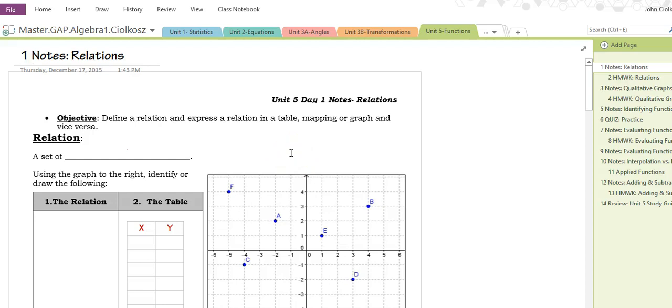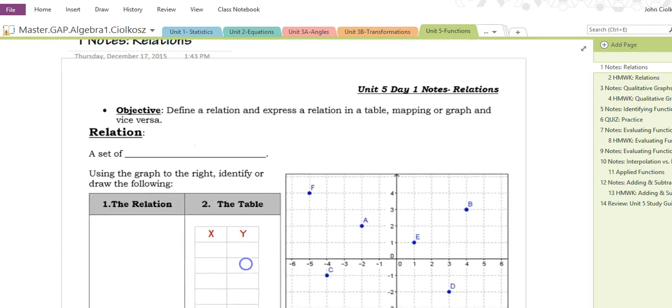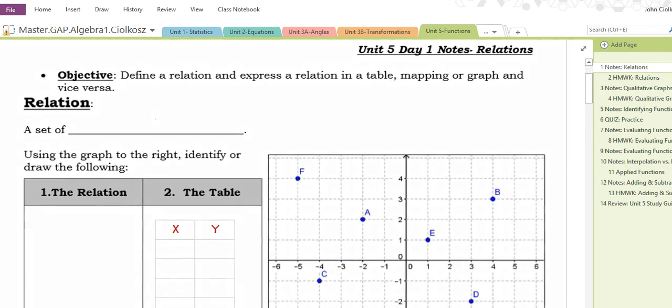Alright, moving on here to Unit 5. These ones we can just talk through a bit before we get into the real meat and bones of this unit.